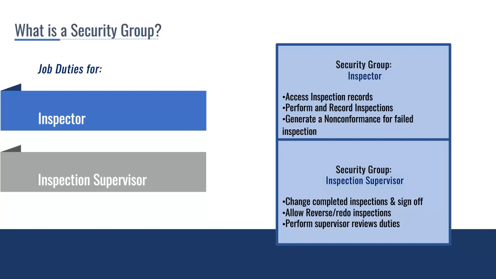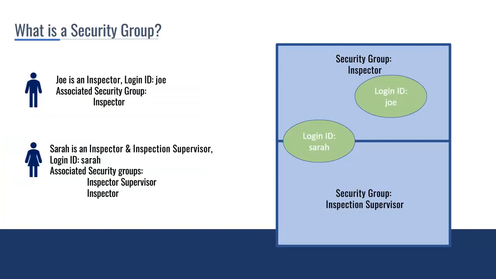Why wouldn't you include that? We want to set up our security groups according to unique job duties. As you see here, I put Sarah in both the Inspector Supervisor group and the Inspector group. Because she's associated with both groups, she gets the benefits and privileges of both groups. For example, Sarah is in the Inspector Security group that doesn't allow editing of inspection, but she's also in the Inspector Supervisor group that does allow editing. Therefore, she has the ability to edit an inspection.